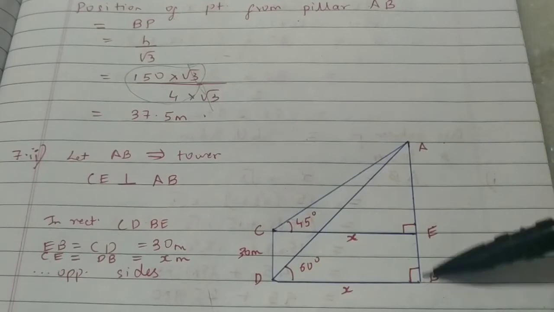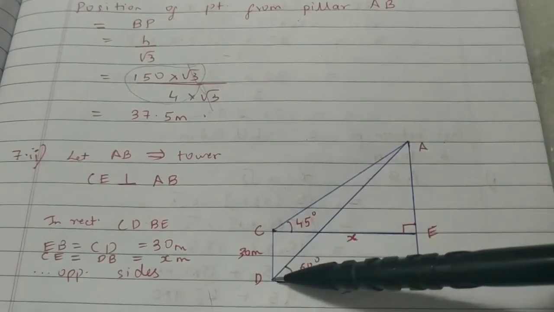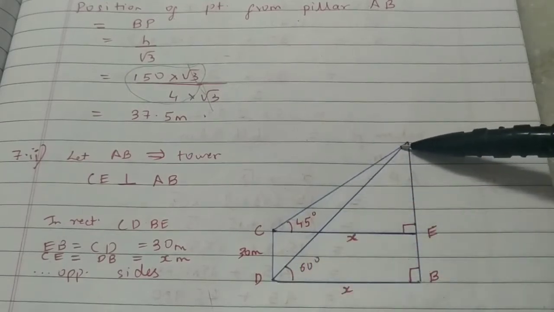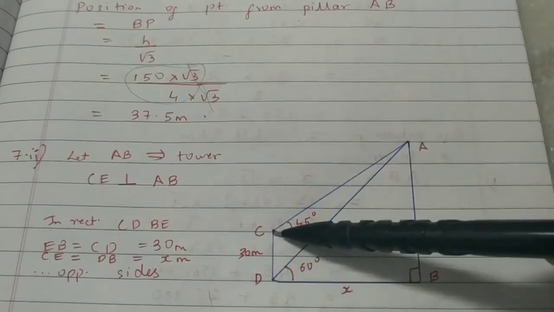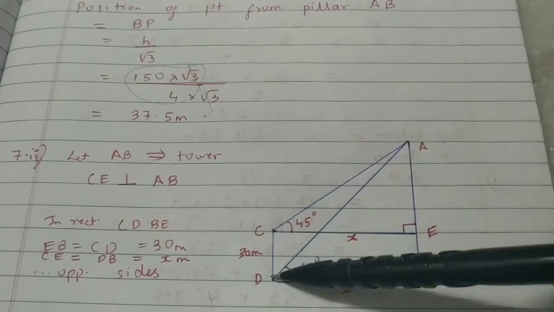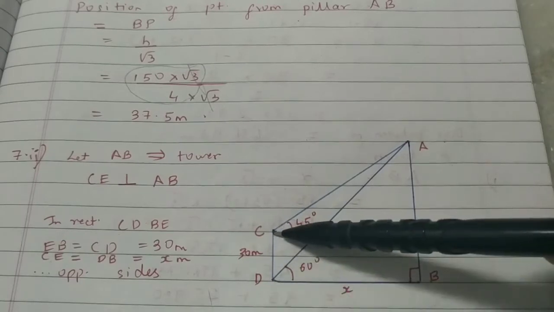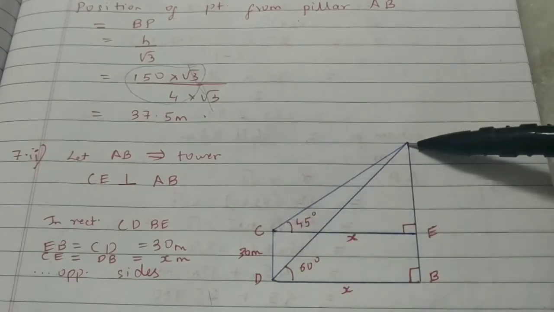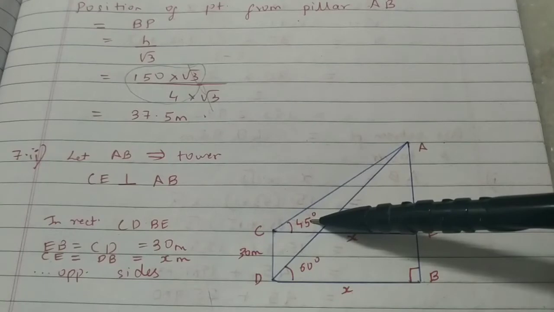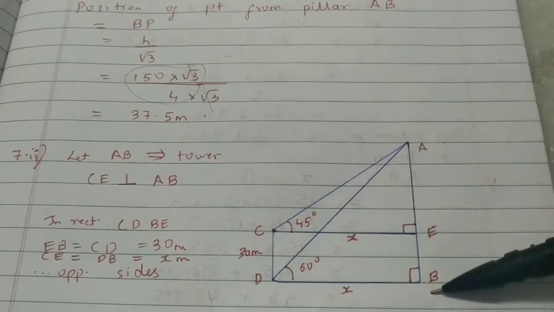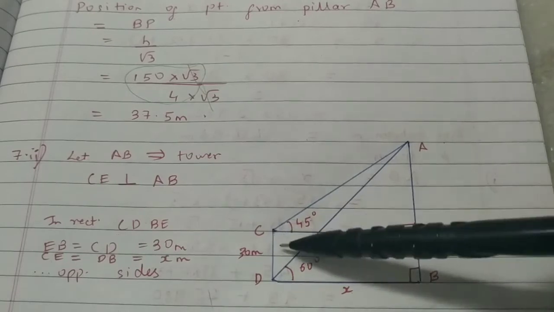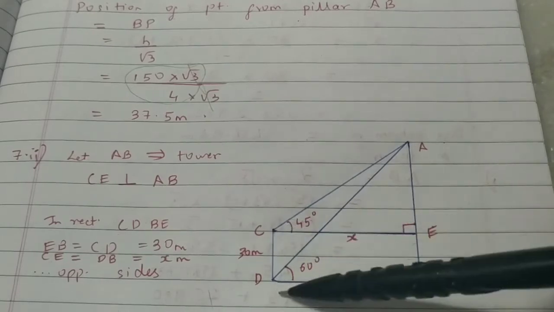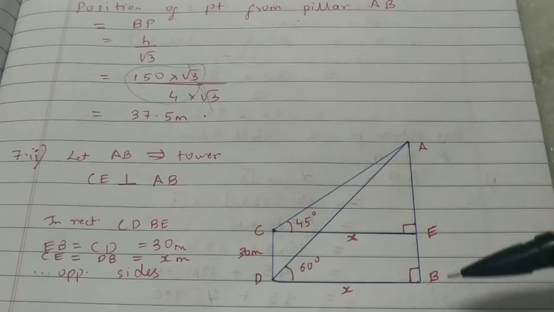AB is the tower. D is the original point of observation with angle of elevation as 60 degrees. And C is another point of observation which is 30 meters above D. And that gives us an angle of elevation of the top as 45 degrees. Roman number 1, we have to find the height of the tower. And Roman number 2, we have to find the distance of these observation points from the tower.